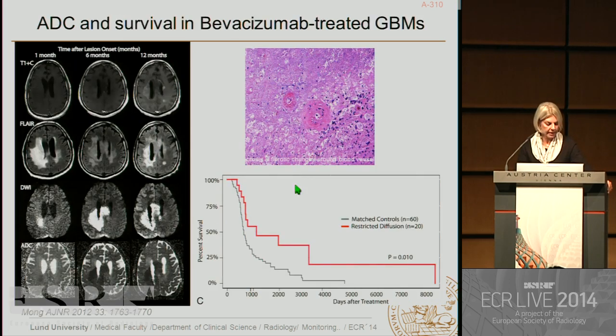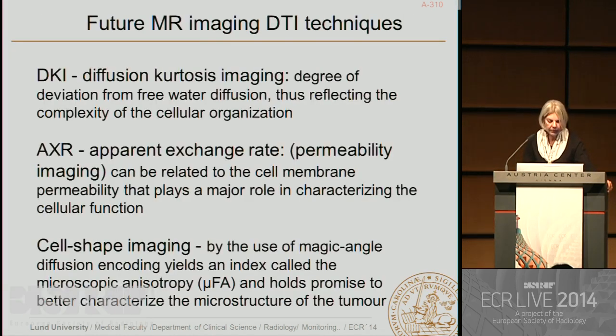And lately there was a paper published in AJNR by Dr. Mong, where he also demonstrated that, because when we're talking about angiogenic therapy, we had a problem with pseudo-response and also the diffusion abnormalities that we could see very early on. And those patients that actually presented with diffusion abnormalities in the form of restricted diffusion demonstrated also a longer progression-free interval. A few words about the future imaging techniques that I'm working with my group in Lund at the moment.